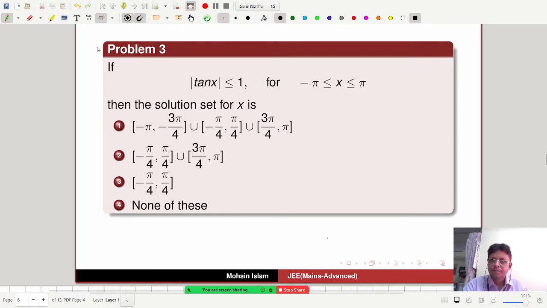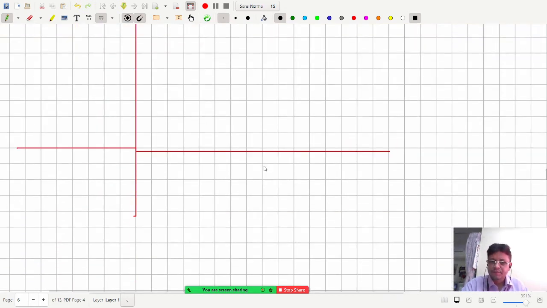Problem number 3. Mod tan x less than or equal to 1. If mod tan x is less than or equal to 1, then the solution set for x is. You have to choose the solution set, the values of x for which mod tan x less than or equal to 1 is satisfied. So let's go for graphing.